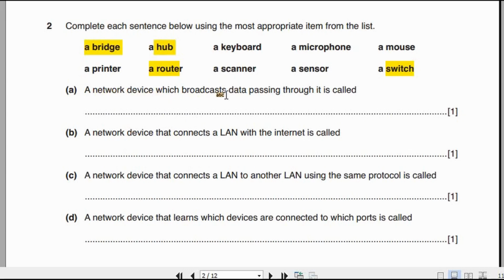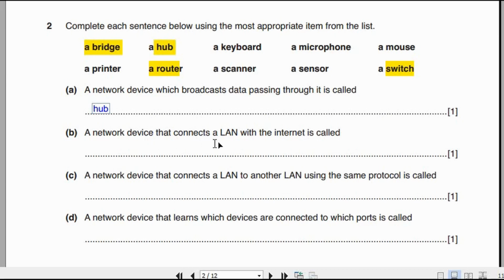A network device which broadcasts the data passing through it is called, anyone who can guess? Hub is the device that always broadcasts. You have to remember that. Hub is the device that always broadcasts, and it's a dumb device. When in a network with a hub, if someone sends data to any other computer, it will broadcast to all other computers. So that's why it's not secure.